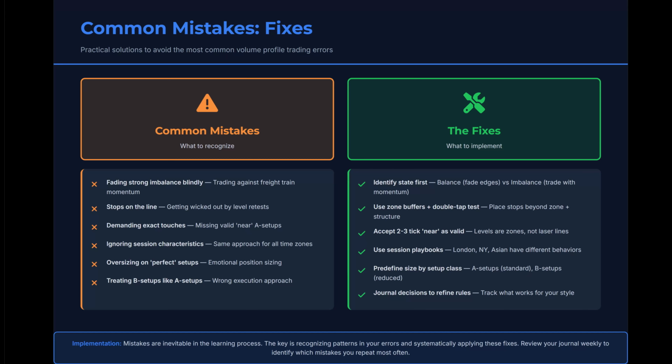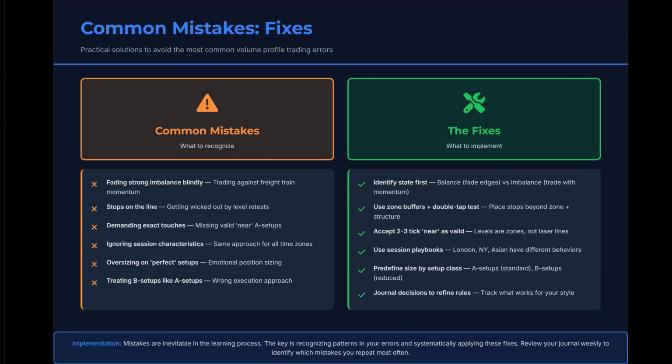Review your journal weekly to identify which mistakes you repeat most often. Then focus on implementing the corresponding fix for 30 days. One fix at a time, 1 month at a time. That's how you build an edge.